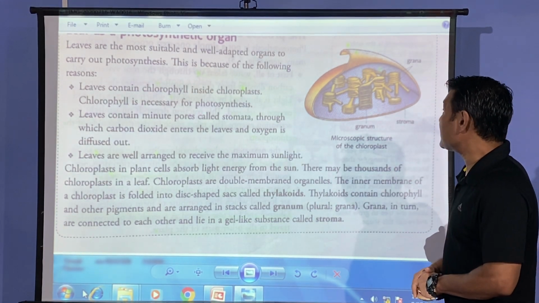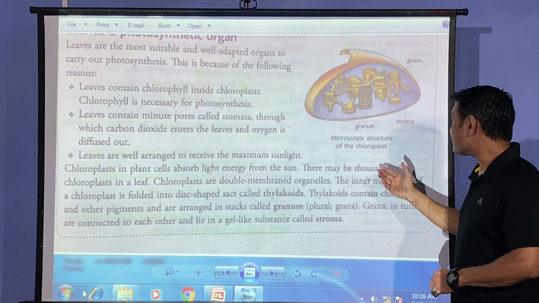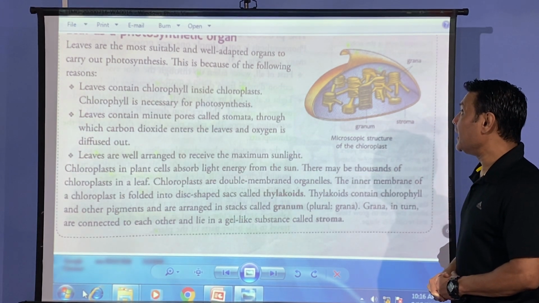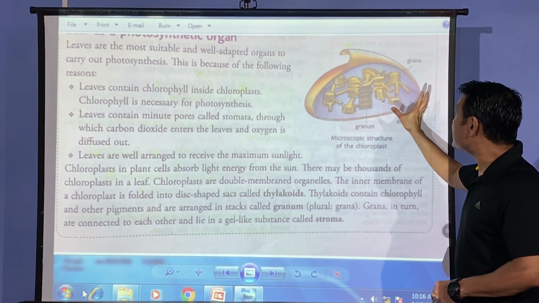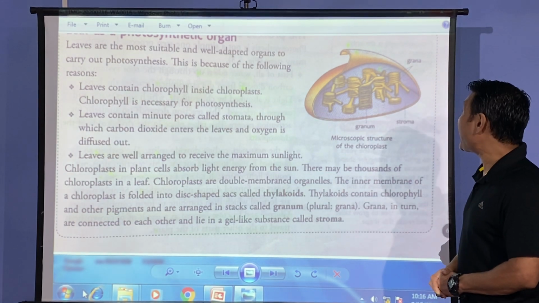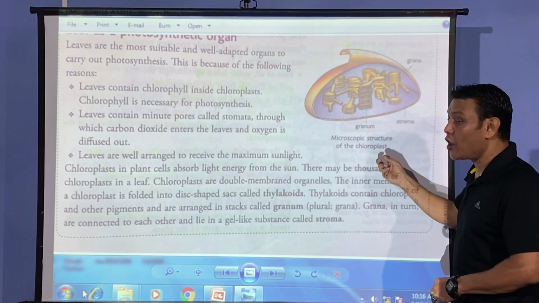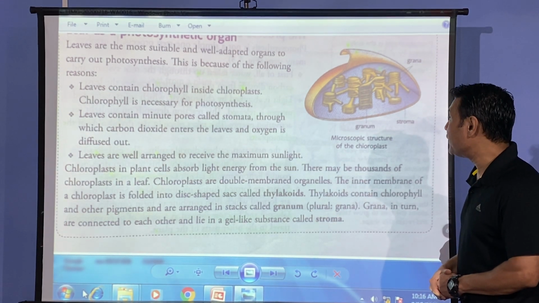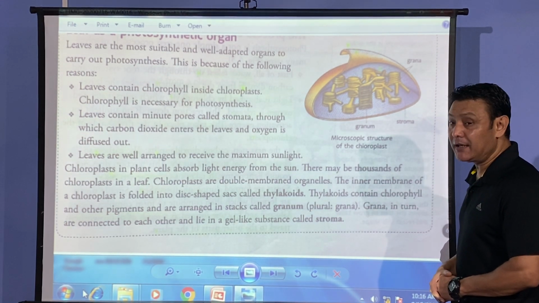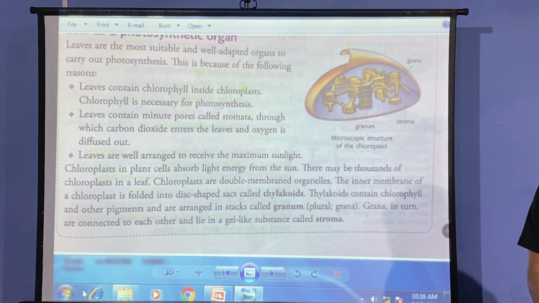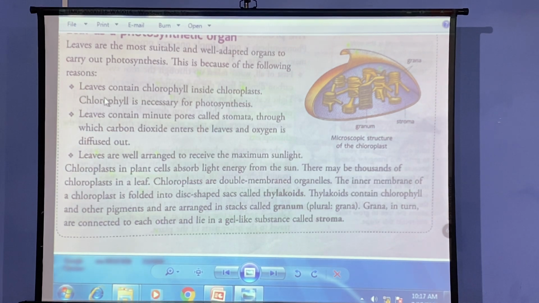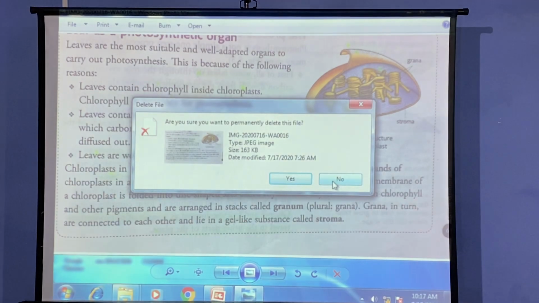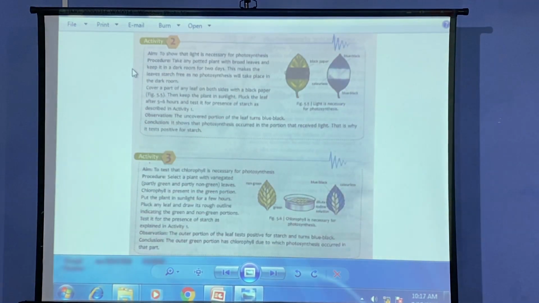So we have to understand the structure of the chloroplast when we study photosynthesis, because this is the main organelle in a plant cell which absorbs sunlight, and this energy will be used in the manufacture of food by the plants. So next we will study some of the activities.